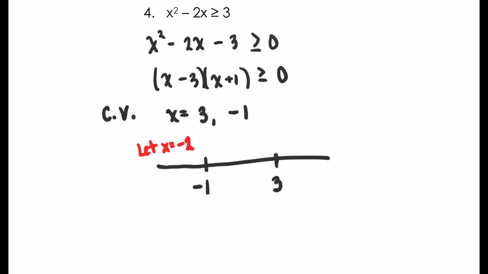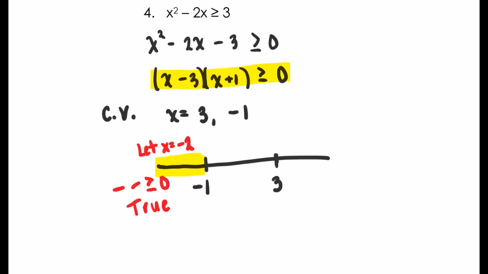I'm testing in my factored inequality here. All right, so when I substitute -2 into that, notice that I get a negative times a negative. Is that going to be greater than or equal to 0? And the answer is yes. So this is a true statement, right? A positive is greater than or equal to 0. So that means that this region is going to be a solution, any number in that.